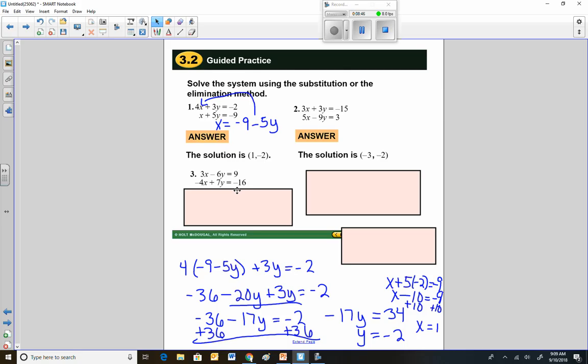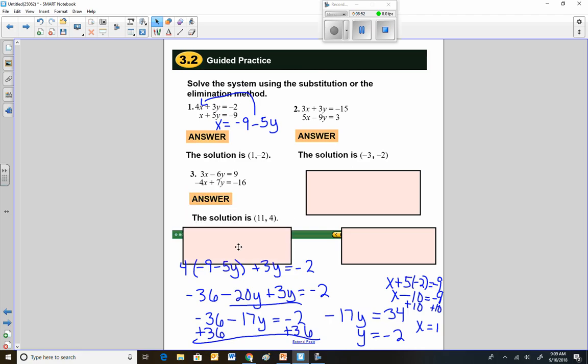On this problem here, this one's a little bit more challenging. This one you would probably have to multiply the top and the bottom equations. All right, and your answer would have been 11/4.